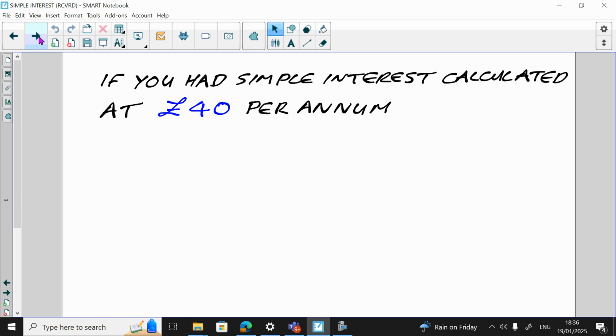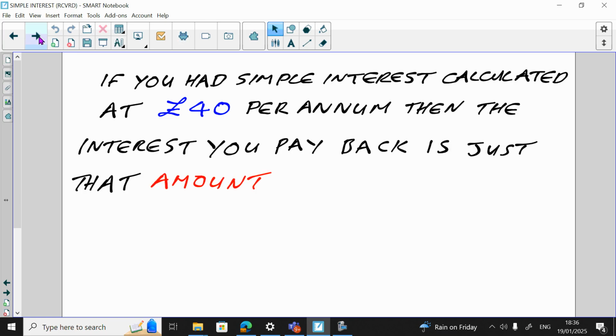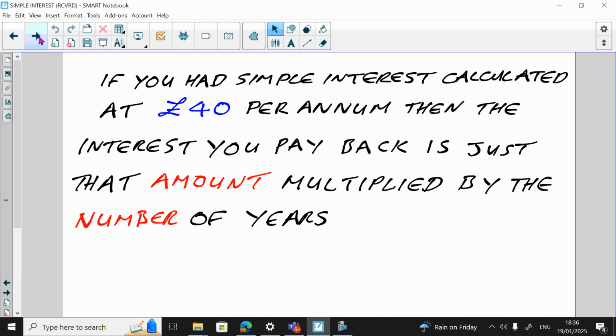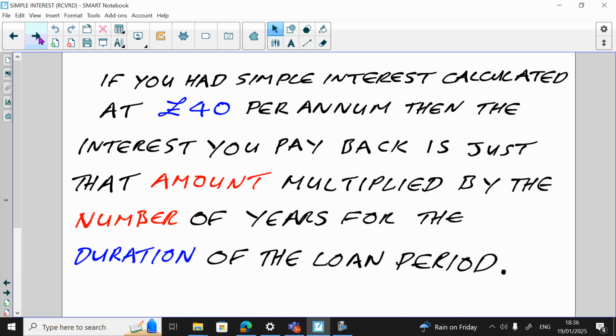Simple interest calculated at £40 per annum. So that's per year. So the interest you pay back is just that amount, okay? But multiplied by the number of years, because that's the simple interest per year, for whatever the loan period is. Could be 5 years, could be 10 years, could be 20 years. So it'd be only that £40 multiplied by the number of years.